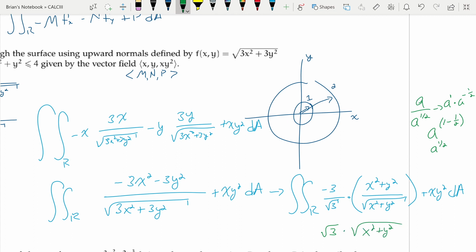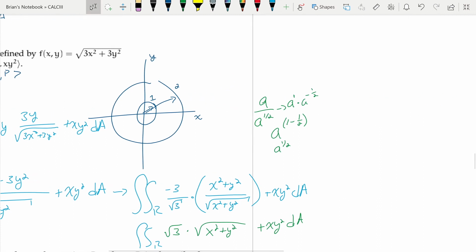You've probably seen it in reverse if you had a high school teacher that said you can't have radicals in the denominator, or if you had to do that in Calc 1. It's the same thing, just in reverse. And then we'd have plus xy squared dA. Okay, so that was kind of the big trick of this problem that I really wanted to get across, because now this turns into a really easy polar problem. It's just our radius, so we have the square root of 3, I guess negative, sorry, I lost the negative sign.